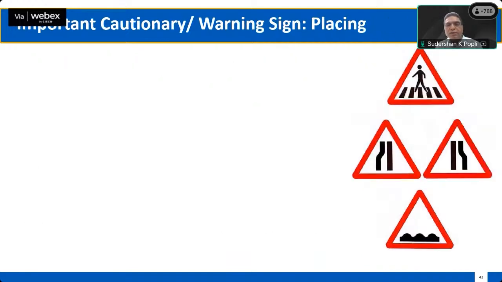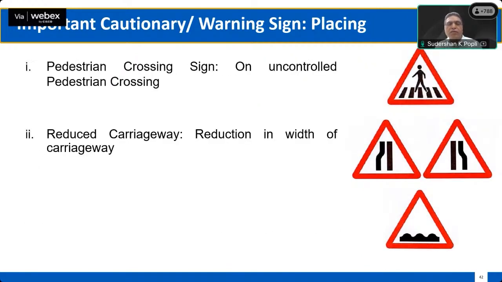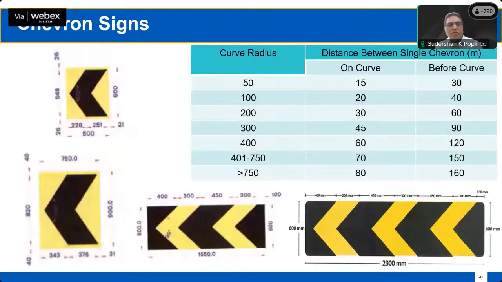Then overhead signs, pedestrian crossing, and the sign for reduction in width of carriageway, wherever structures change from 3-lane to 2-lane. The side on which the width is getting reduced, this sign should invariably be placed. Then the rumble strip sign. Chevron signs are of different kinds: single chevron, double chevron, triple chevron. In the case of a national highway, the sign is 500 by 600, and in the case of an expressway, it is 750 by 820.